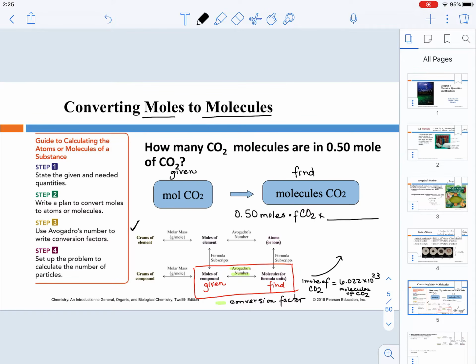And whenever we're going from moles of a compound to molecules of a compound, understand that we're going to multiply by Avogadro's number. So every time we're doing a conversion in the forward direction, we're going to multiply by Avogadro's number. And understand that if you're given molecules and you need to find moles, if you're going in this direction, then division is what is required.